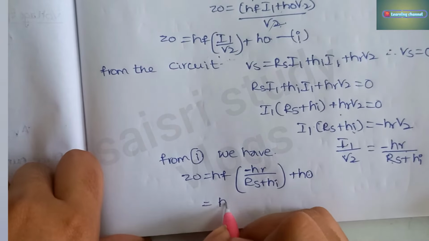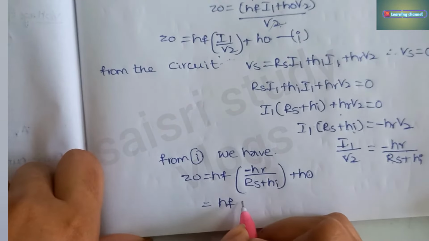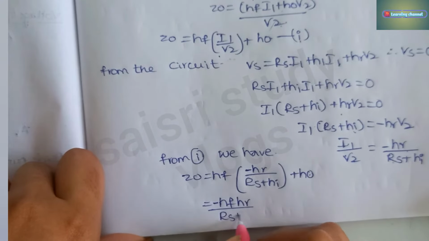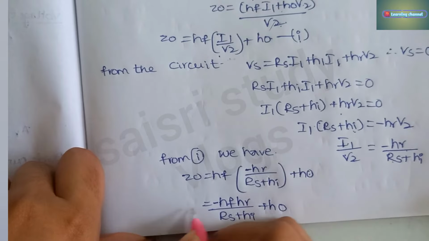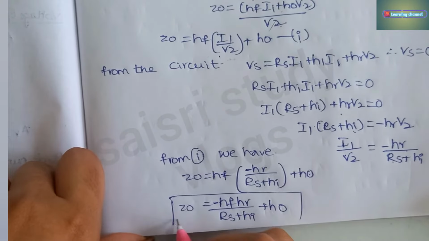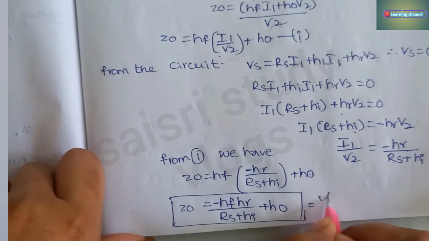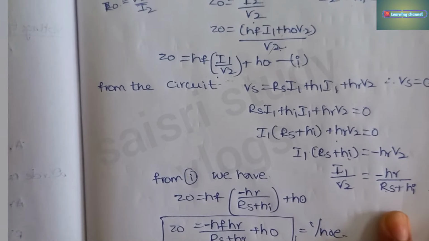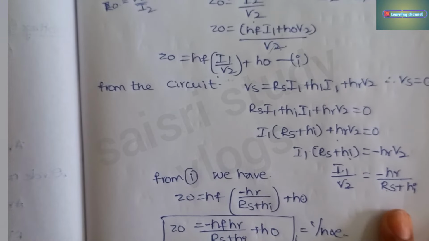So from this, hf minus hr Rs plus hi plus ho. So this is the output admittance equation. So up to now we found current gain, voltage gain, output admittance, input impedance. So these are the 4 derivations mostly asked in the examination.